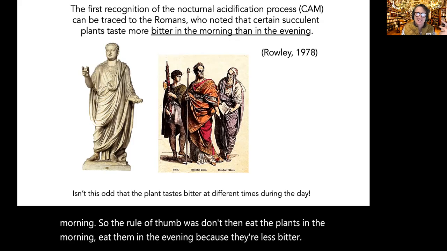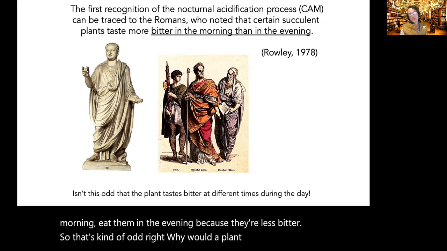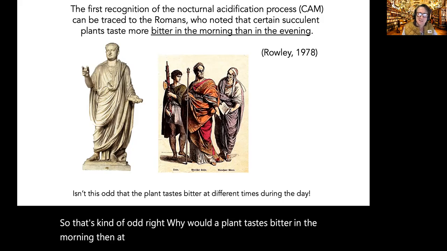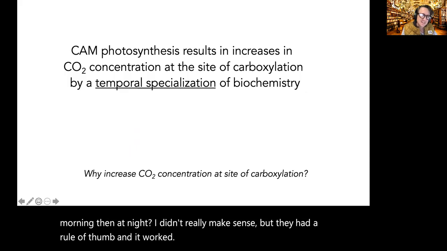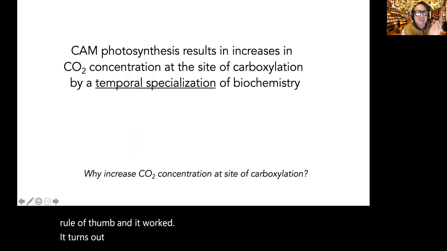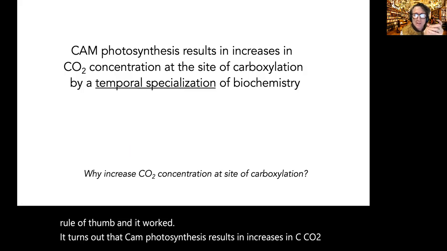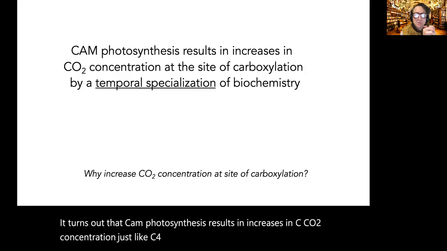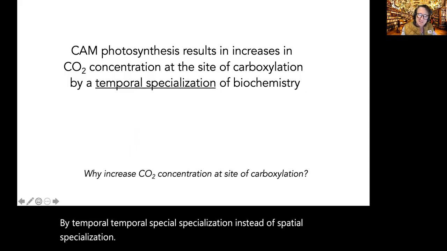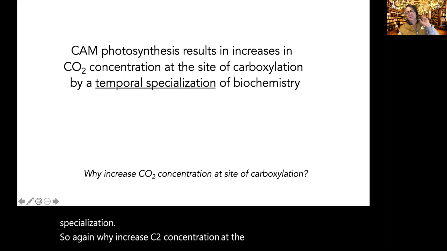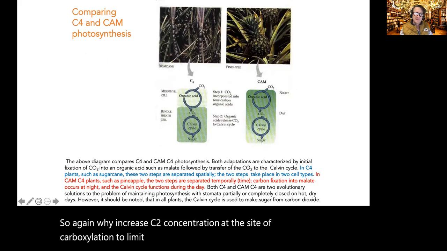So that's kind of odd, right? Why would a plant taste bitter in the morning than at night? Okay, it didn't really make sense, but they had a rule of thumb and it worked. Well, it turns out that CAM photosynthesis results in increases in CO2 concentration, just like C4 photosynthesis, but CAM plants do it by temporal specialization instead of spatial specialization. So again, why increase CO2 concentration at the site of carboxylation? To limit photorespiration. So let's compare C4 and CAM photosynthesis.